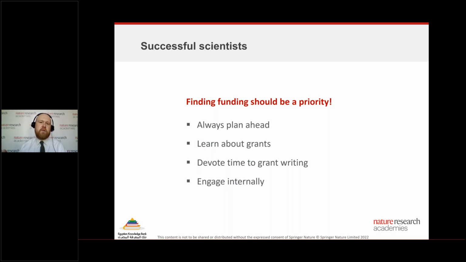Once you've learned about writing grants, devote time out of your day to write grants. This should be a large component of your day, okay? Also, do be sure to engage with other researchers internally. Perhaps talk to your supervisors and colleagues about funding opportunities, and also seek guidance in applying for funding yourself.